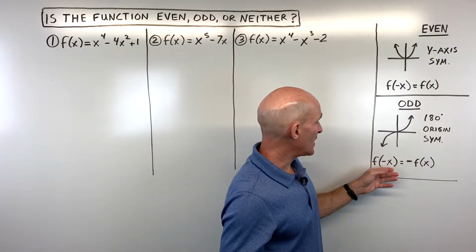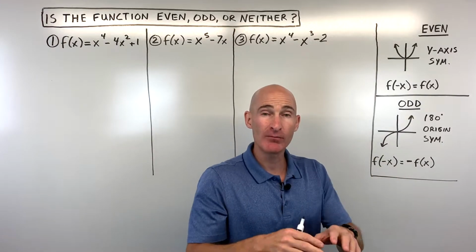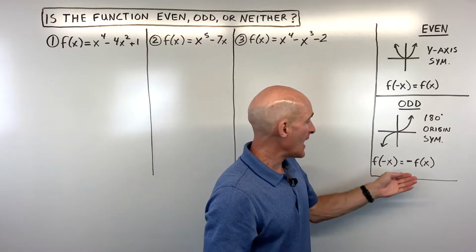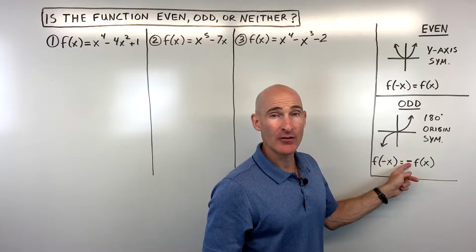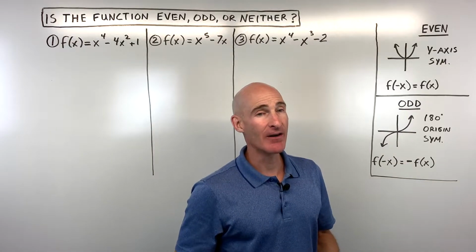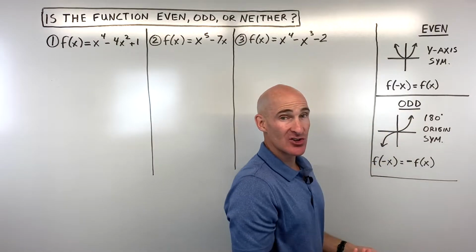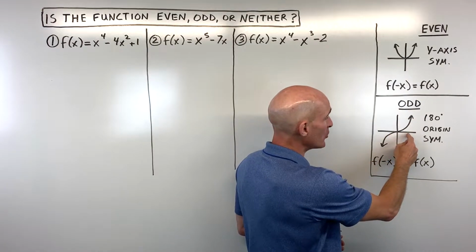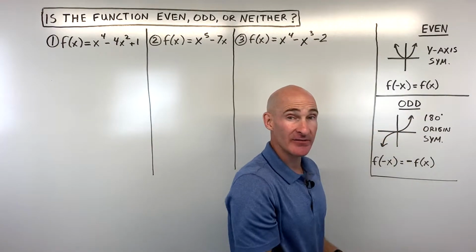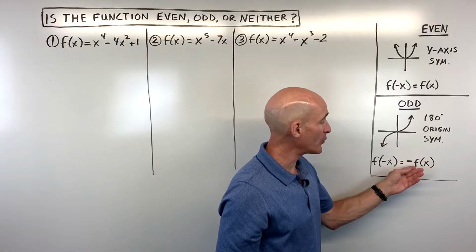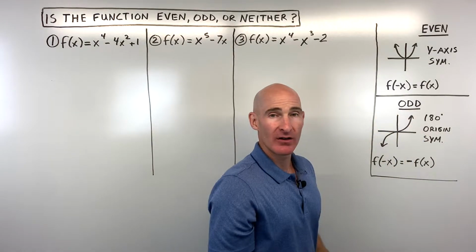And the way that we test for an odd function is we put negative x into our function in place of x, in parentheses again. And if we get that original function back, but it's multiplied by negative 1, that tells us that it's an odd function. So say for example, like this graph here, this is like y equals x cubed. If I put, let's say, 2 in, 2 cubed is 8. If I put negative 2 in, I get negative 8. See how I get the same y value, but it's the opposite sign? That tells us that it's an odd function.